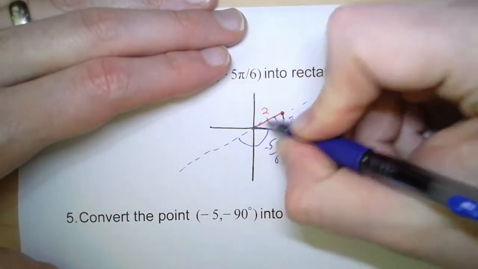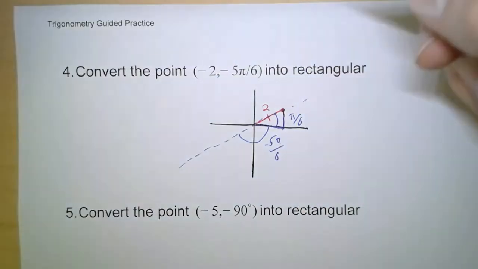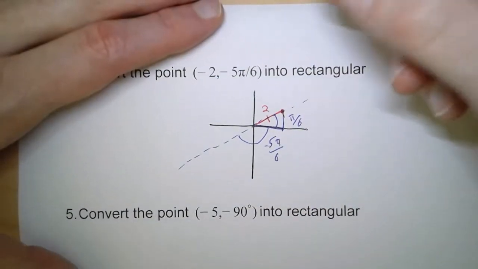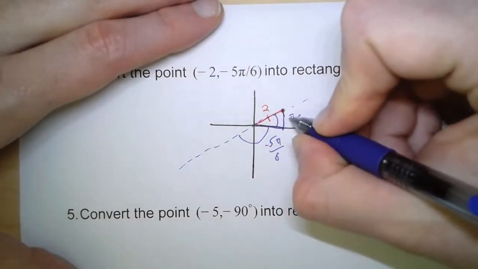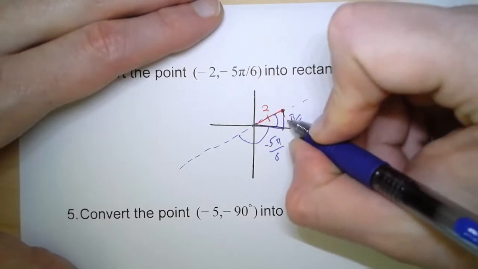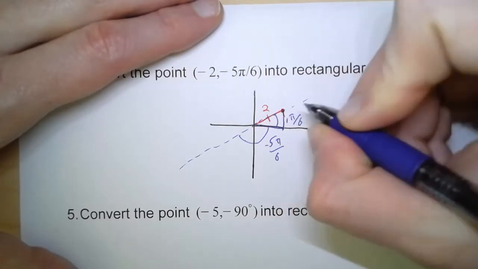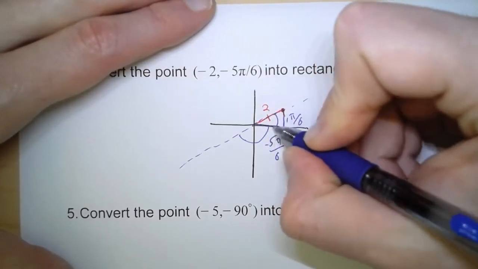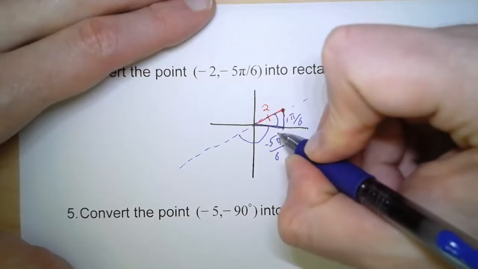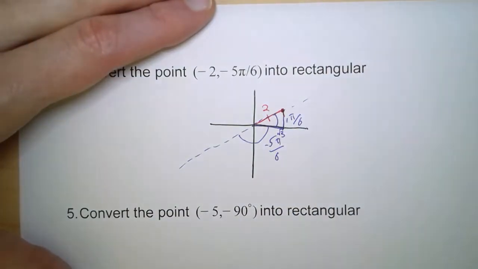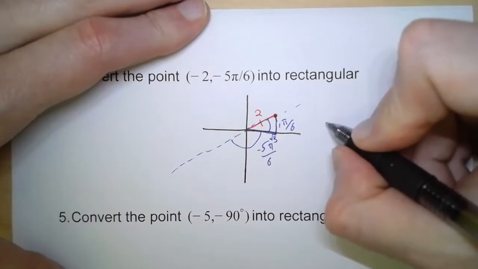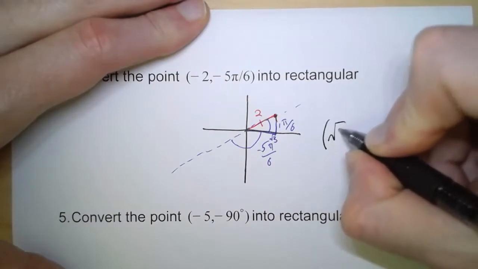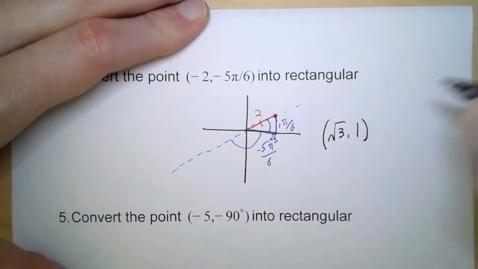And so what we have is another 30, 60, 90 right triangle. So our distance up and down is 1. And our distance along the x-axis is square root of 3. So our coordinate then is square root of 3, comma, 1.